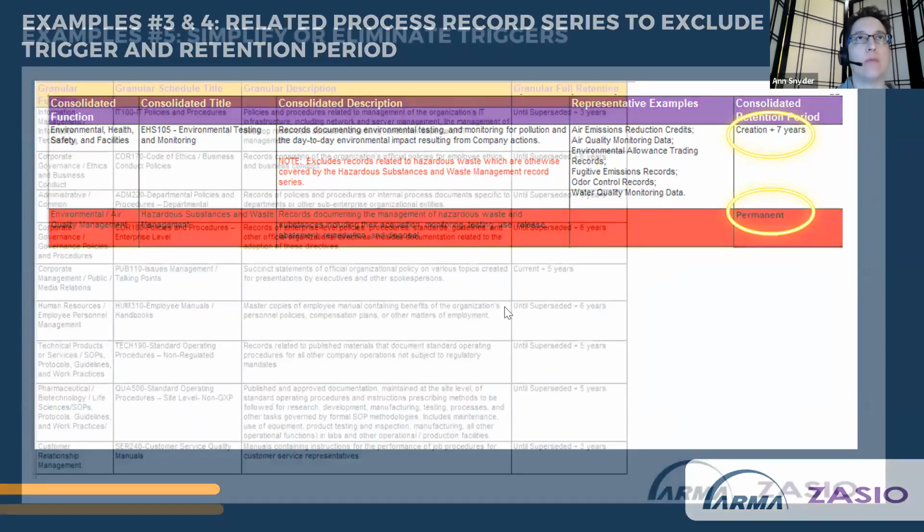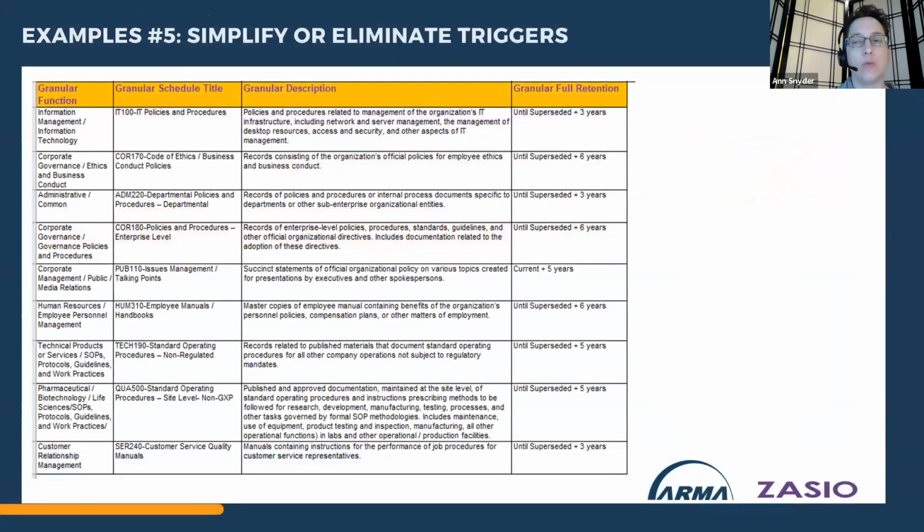We're now returning to simplification or elimination of triggers. So what do we see on this one? So we see some complexity. I can see that's until superseded, current plus 5. So I'm seeing differences in the retention period length, of course, but also what the trigger would be as well.